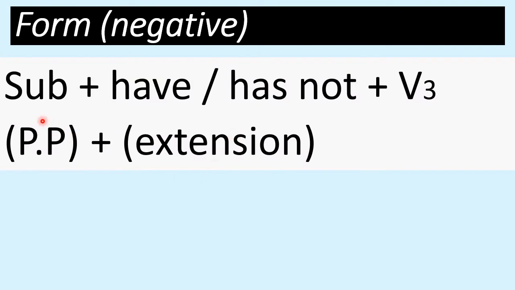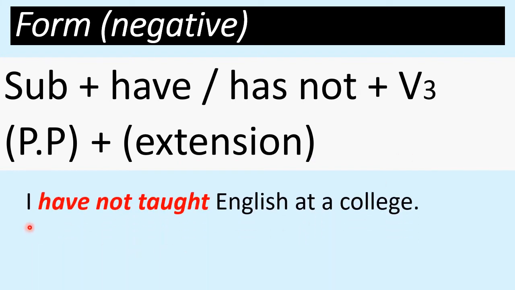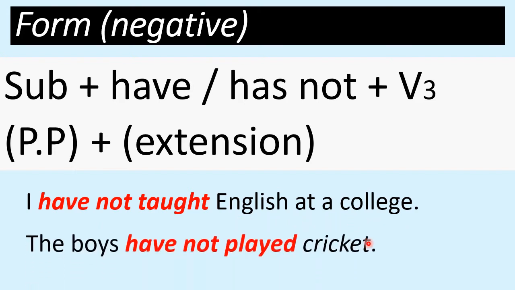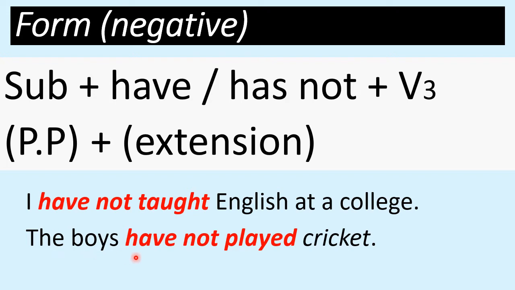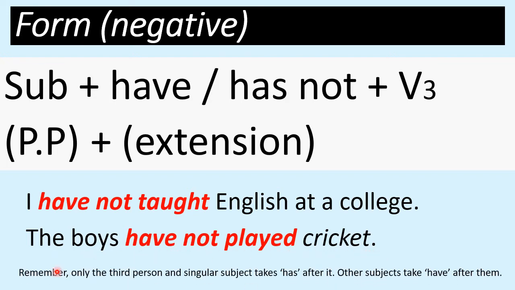Now the negative form. Negative form also starts with subject plus have not or has not plus V3, I mean the past participle form of the main verb, plus extension if needed. Example: I have not taught English at a college. Another example: The boys have not played cricket. Here also remember only the third person singular subject takes has after it and other subjects take have after them.